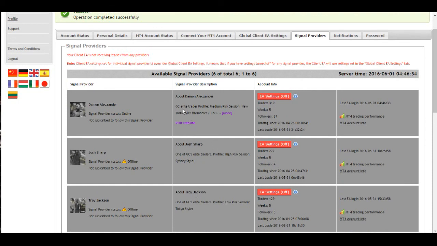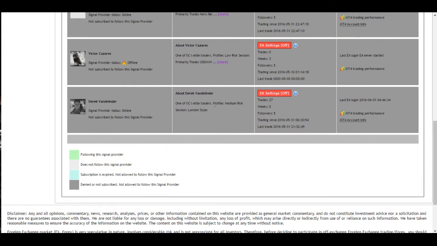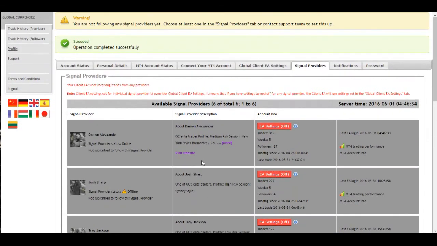And for Damon, who trades the New York and London session, that explains why these guys are online. And so right now, obviously, I don't have the option to follow them. Otherwise, their box would be green instead of gray, right? And that's something that happens once your account gets approved.